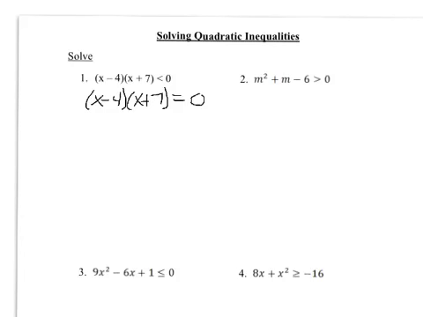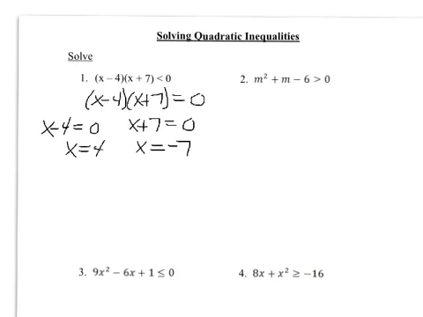Well, if I do that, now we can use the zero product property, and I can set x minus 4 equal to 0, x plus 7 equal to 0. And so as a result, I know x is equal to 4 and negative 7. Well, what does that mean? That means that if I were to plug 4 into the original problem up here, it would make it equal to 0. Or if I were to plug negative 7 in here, it would also make it equal to 0. Now, the problem with that is that's not what we're looking for. We're looking for what values will make it less than 0.